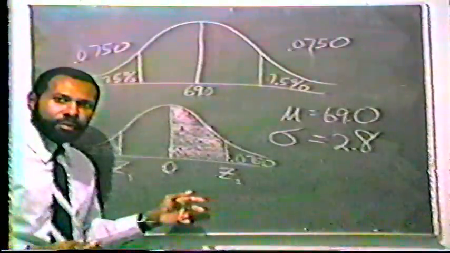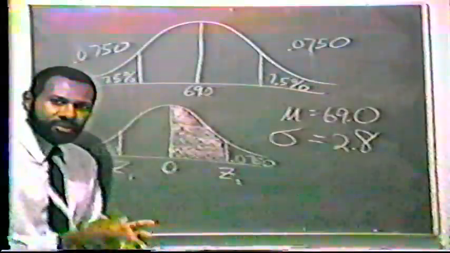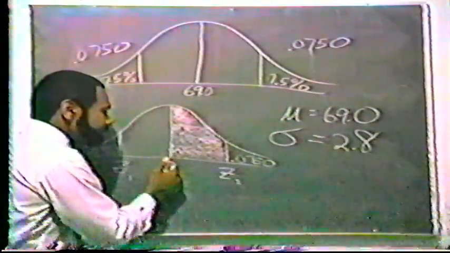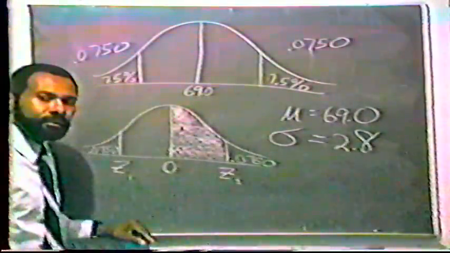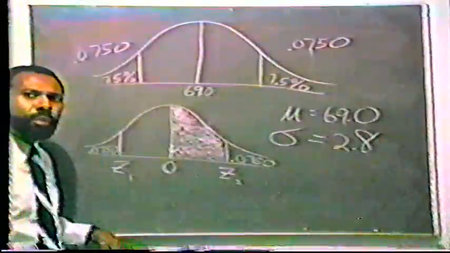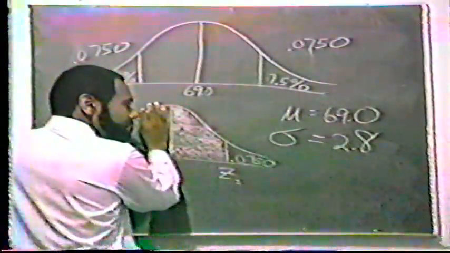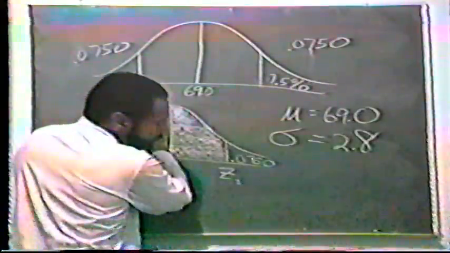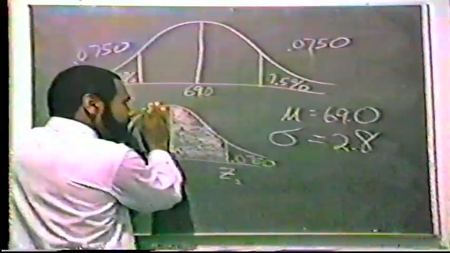So to find the z-score, to use table A-2 to find the z-score, you must know how much area there is between the mean and the z-score. That's what you have to know. And we don't know this at this point. But we do know that half of this picture is equal to 0.5. Everything over on the right side there is equal to 0.5.